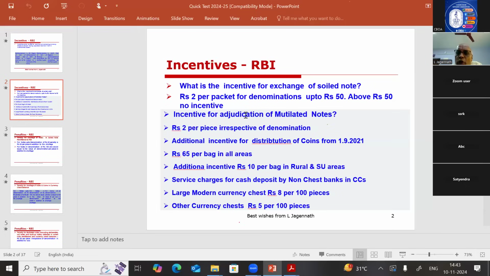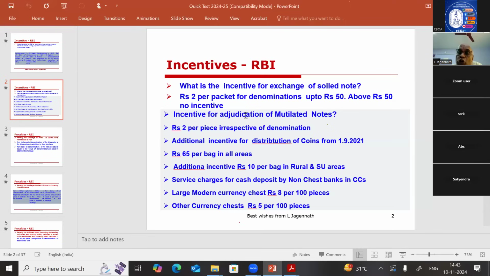A note cut into more than two pieces and all the pieces are available. That is also a mutilated note. A note cut into more than two pieces and some pieces are missing. That is also a mutilated note. So a note cut into two pieces with one piece missing is a mutilated note. A note cut into more than two pieces with all pieces available is also a mutilated note. A note cut into more than two pieces with some of the pieces missing is also called a mutilated note.